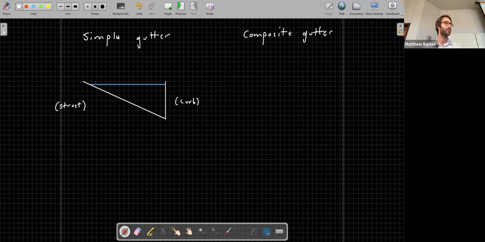So I'm going to draw it kind of facing the other direction here. But essentially, a composite gutter is able to achieve a compromise between safety and hydraulic needs by having a gutter with two different slopes. So towards the curb, it will have a steeper slope, and then towards the street, it'll have a shallower slope like that. Okay, and this, like I said, achieves a compromise between safety for cyclists and hydraulic efficiency for better drainage. Okay, so on this side is the street.